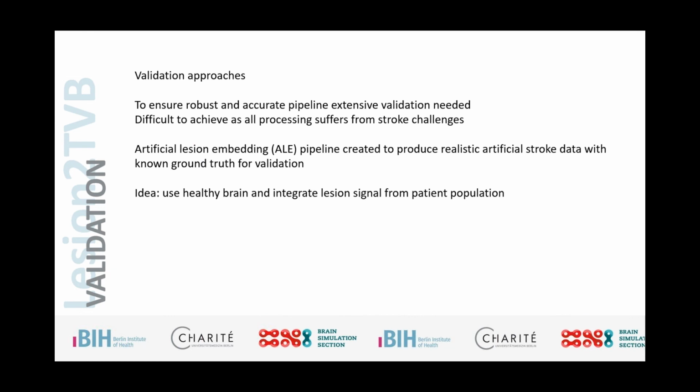So the idea that we had is to create a pipeline called artificial lesion embedding, where in our subject population that we have in our study, we're actually taking a healthy control, which is age appropriate to our patient population, etc. So they're all matched, and take the lesion signal that we have from an actual patient and integrate this lesion into the healthy subject, so that we can create artificial stroke patients that we can then process, and where we also have the ground truth, the healthy brain, actually available, so we are able to compare how close we get to the ground truth if we are performing our corrections versus we're not performing our corrections.